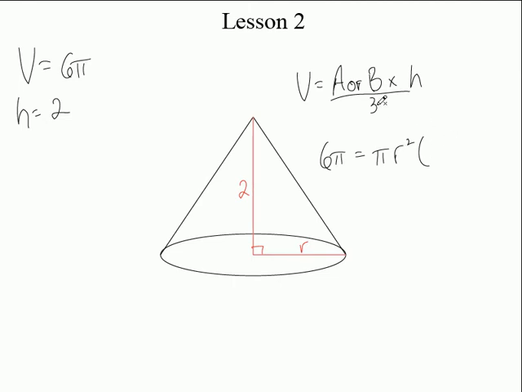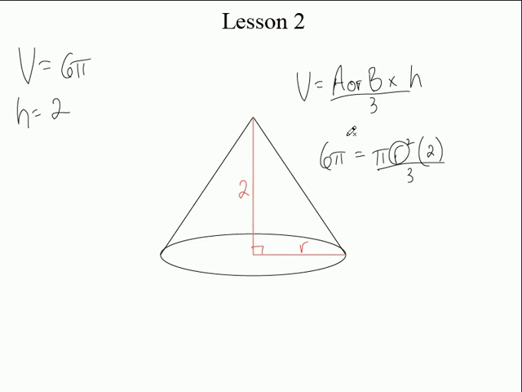I already did area of the base. It's area of the base times the height. Now I do know the height though, don't I? What can I put in for that? 2. And what do we do with that number? Divided by 3. Everybody see that? And what are we trying to find? We're trying to find the radius, that thing right there. That's what we're looking for. So now we just do some math and we solve for it.